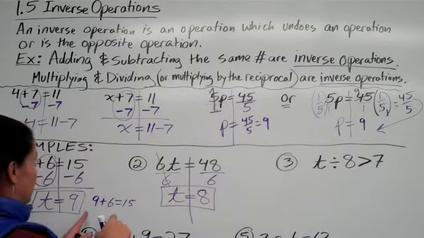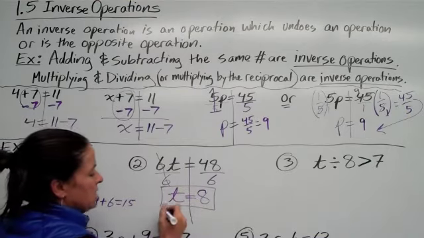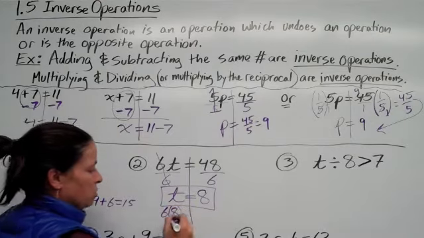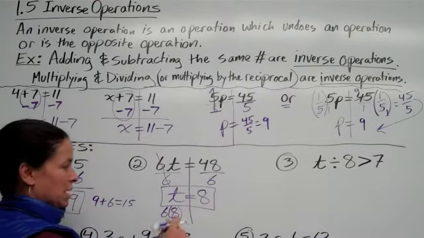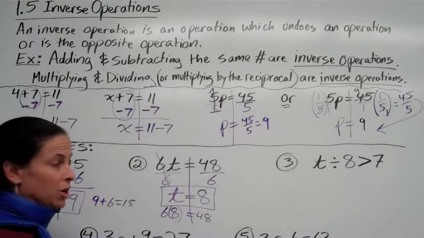Again, I can do a check like I did in number 1. I would plug in the value of t into 8. Can I just write 6, 8? No. Where the variable is, I should put a parentheses so that I know I'm doing a times. And does that in fact equal 48? Yes, 6 times 8 does equal 48.